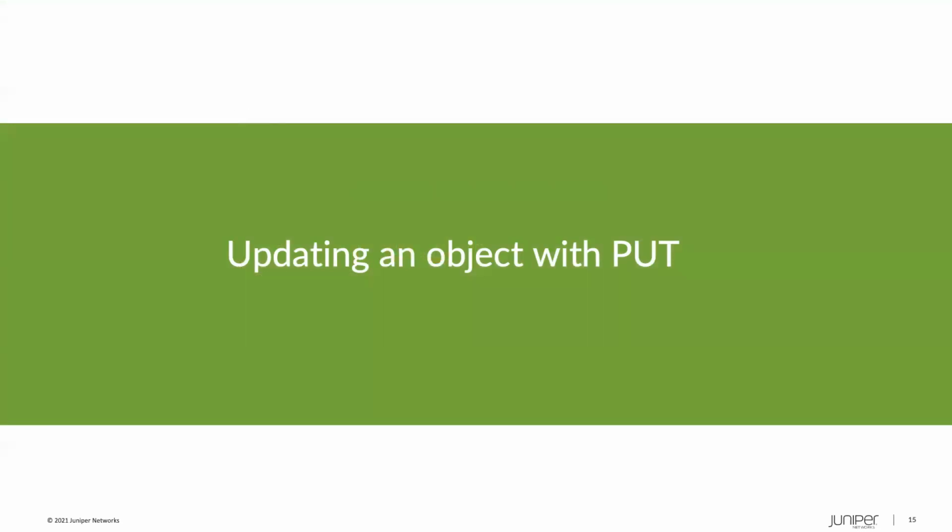Now, if there is a configuration or an object, as we would say, on a remote device, and we just want to change an element, like in the case that I had created an IP address on loopback 0.